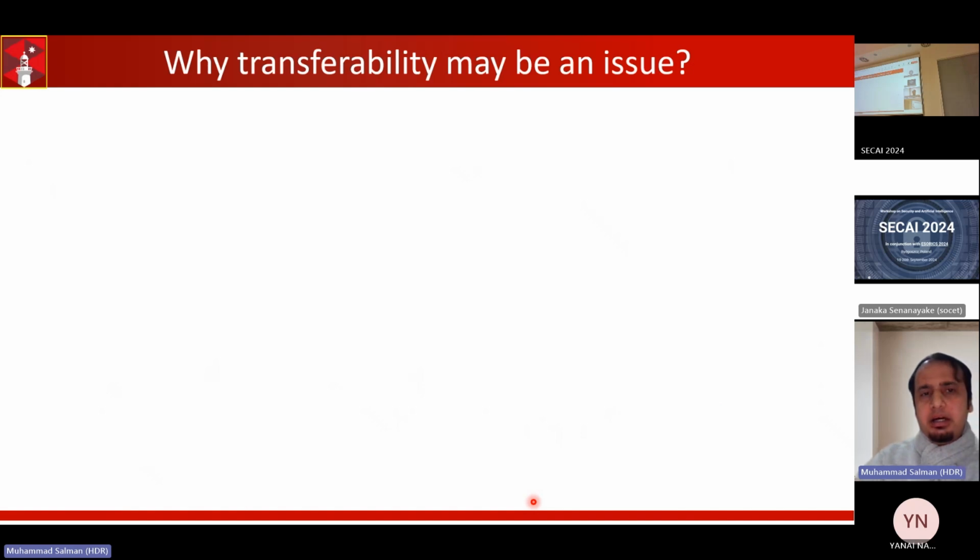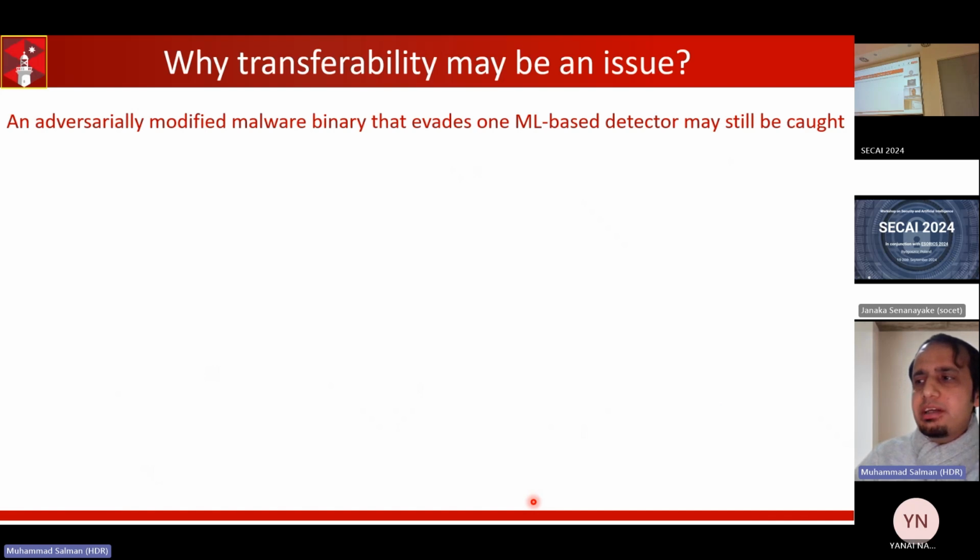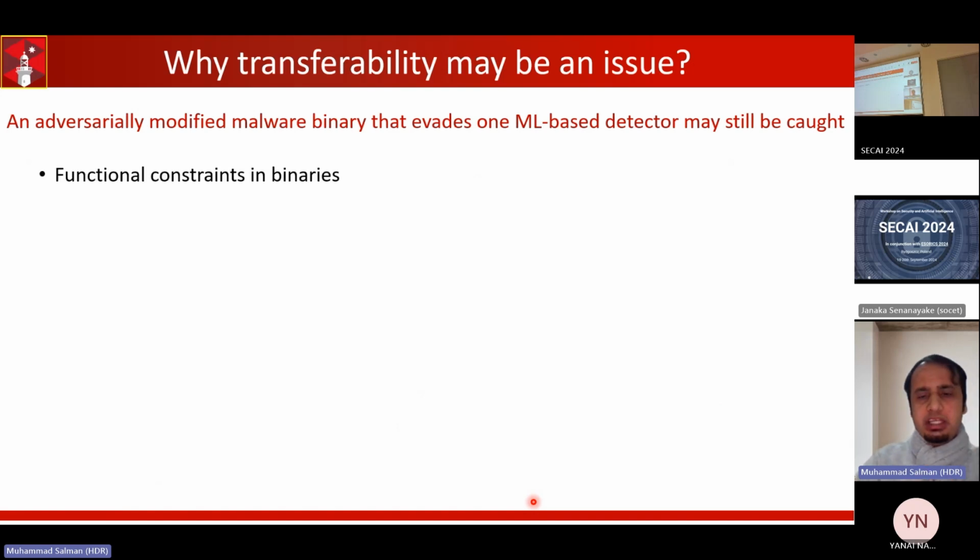So why do we hypothesize that transferability may be an issue or may be limited in adversarial attacks? We think that an adversarially modified malware binary that particularly evades one machine learning based model may still be caught by other models. Following are some of the reasons. First, as we discussed, there are functional constraints in binaries. We cannot arbitrarily change a binary. Secondly, there are limitations in changing the different functions in binaries.